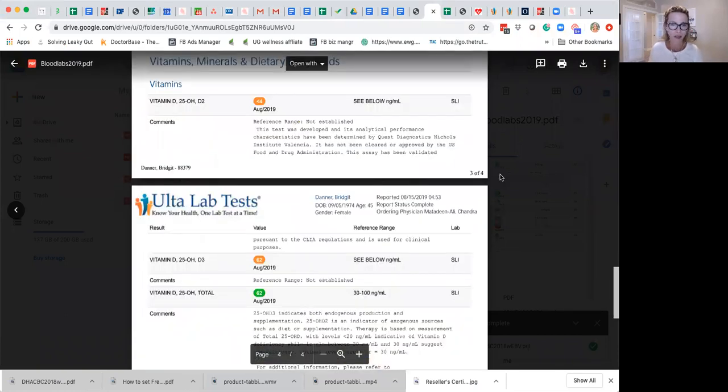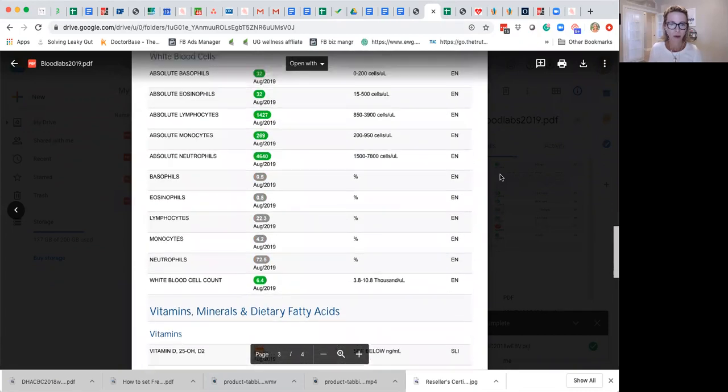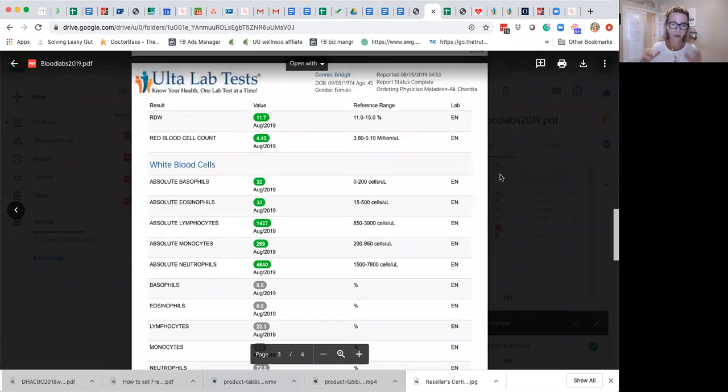So I just want to point out I have this Google Drive folder where I'm keeping my labs, and it's a great idea to keep your labs in the same place so that you can go back through time and see how they changed and just have them all there if you see a new practitioner. So I actually did find a pretty interesting time difference that I will show you here soon in my white blood cell count.